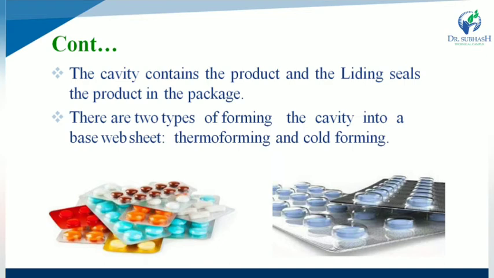So what are the functions of cavity and lidding? The cavity contains or holds the product, while the lidding seals the product in the package. There are two types of forming the cavity into a base sheet. The cavity is formed by two methods, thermoforming or cold forming. That is the figure of blister package material.